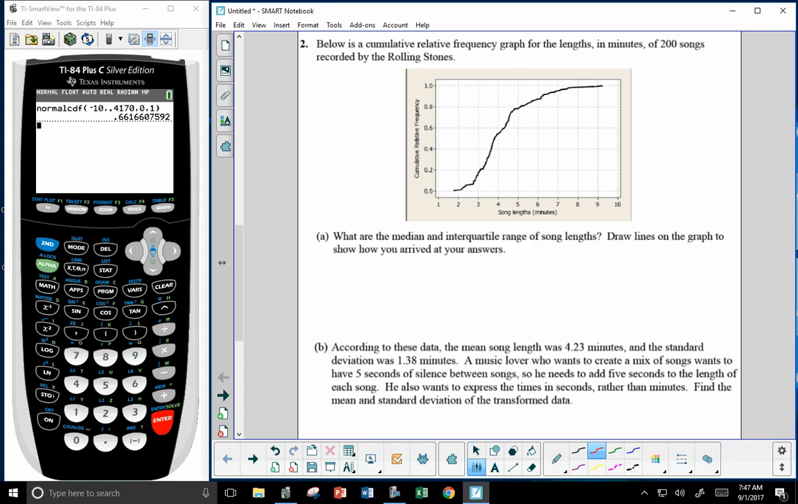Well, the median would be at the 50th percentile. And so 50th would be halfway between the 0.4 and the 0.6. And it's saying draw a line. So we're going to go from there to there and then see where that corresponds on the horizontal axis for song lengths in minutes. So our median would be at 3.8 minutes.